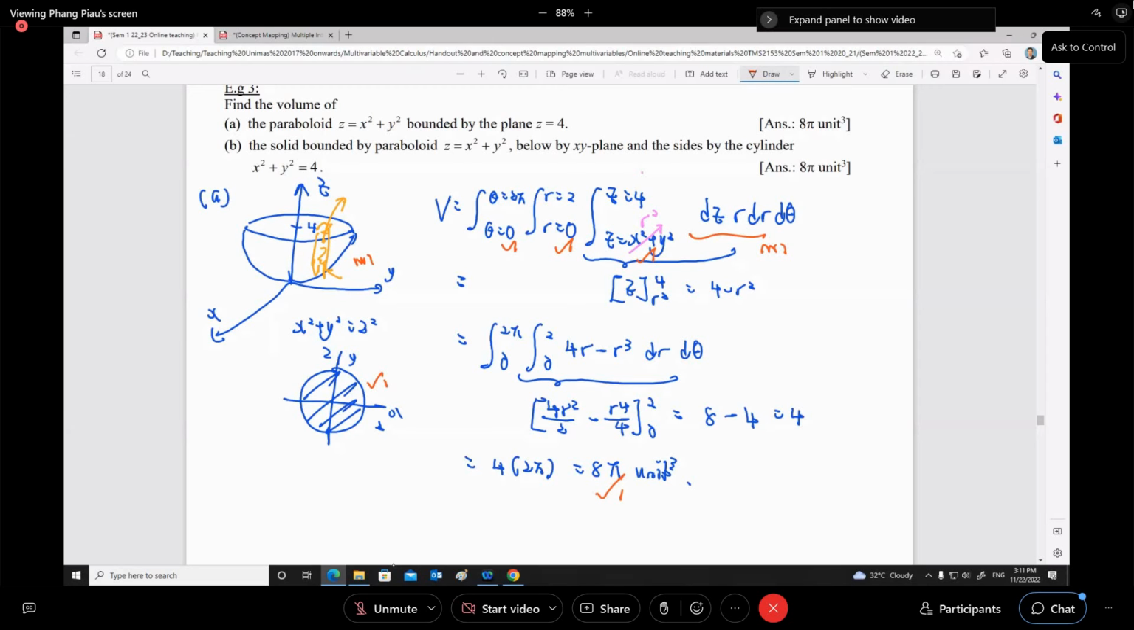Okay, for example B, the parabola is still the same, but now we want to find the volume of the solid bounded by this parabola below by the xy plane and on the side by the cylinder x power 2 plus y power 2 equal to 4. So the extra one is only this part. For question B, you may add a cylinder like that. Here is 2 and 2. It still gives you the same projection region, but now you are focusing on this part rather than that part. Hopefully you can see the difference, it is exactly the same except for this part.